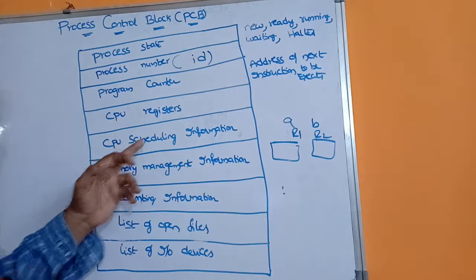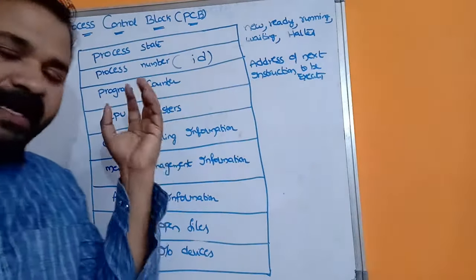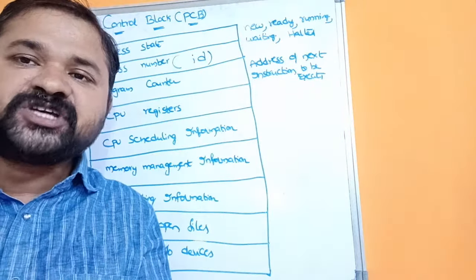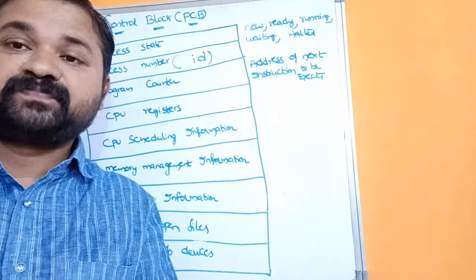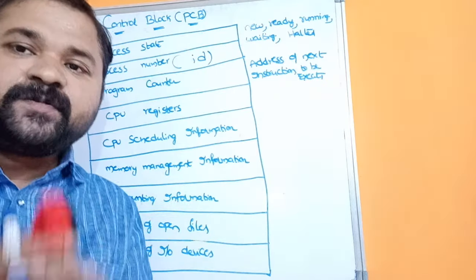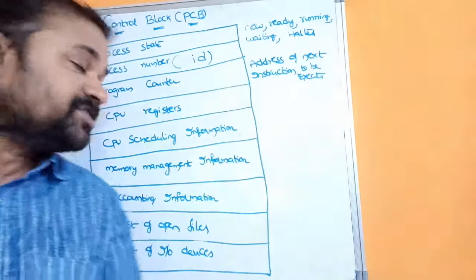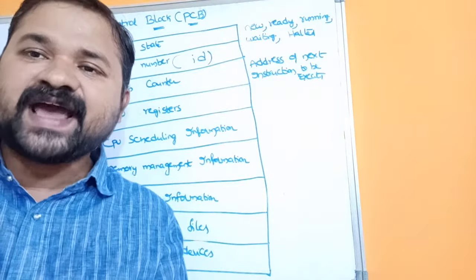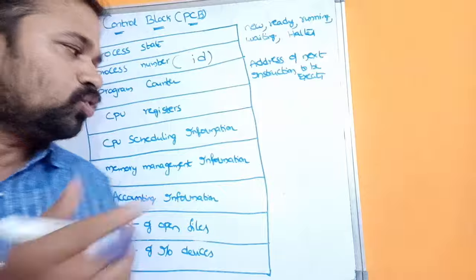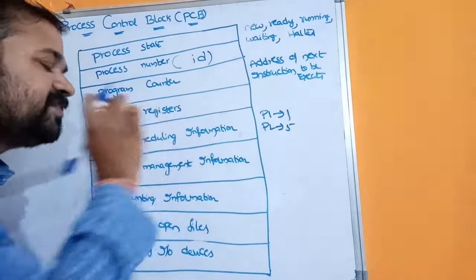Okay. Next one is CPU scheduling information. It maintains the scheduling information about the process. Here we have the priority scheduling algorithm. In the priority scheduling algorithm, the CPU executes the process based upon priorities. So that priority information will be stored here. Let process P1 have a priority of 1. So P1, 1. That information will be stored here. Let process P2 have a priority of 5. That information will be stored here.